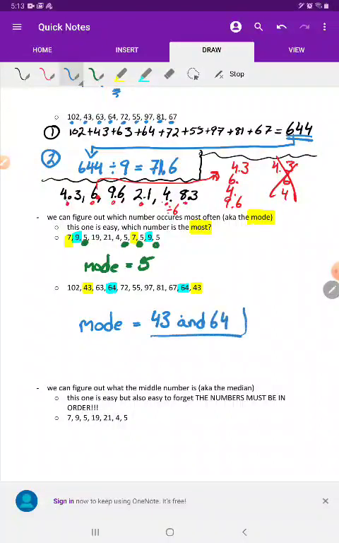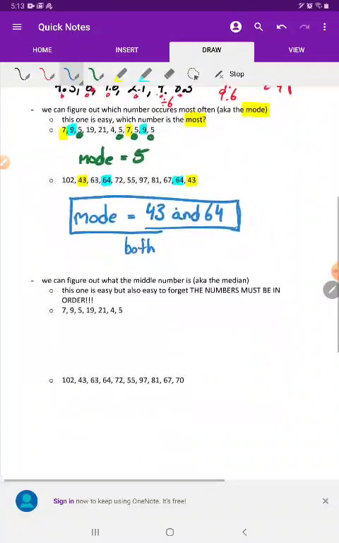And I have to write both of them. My answer is both. Don't pick one or the other, write both of them. If there's 2 modes, write 2. If there's 3 modes, write the 3 numbers that are all the same. Okay? Now let's go to the last one here.